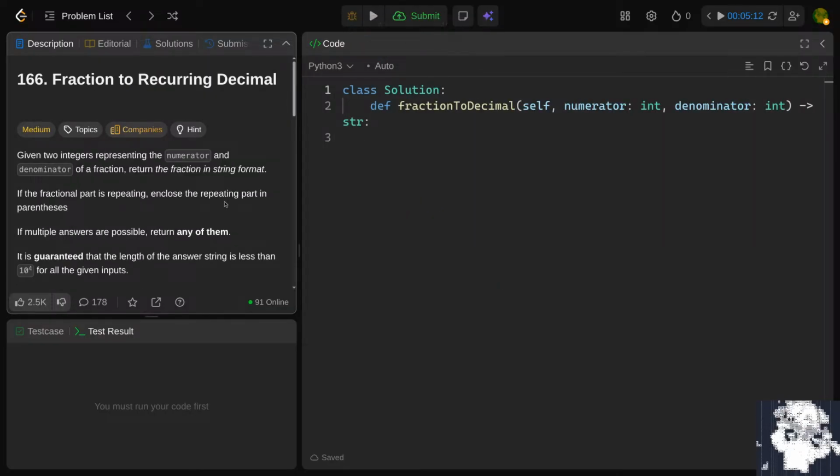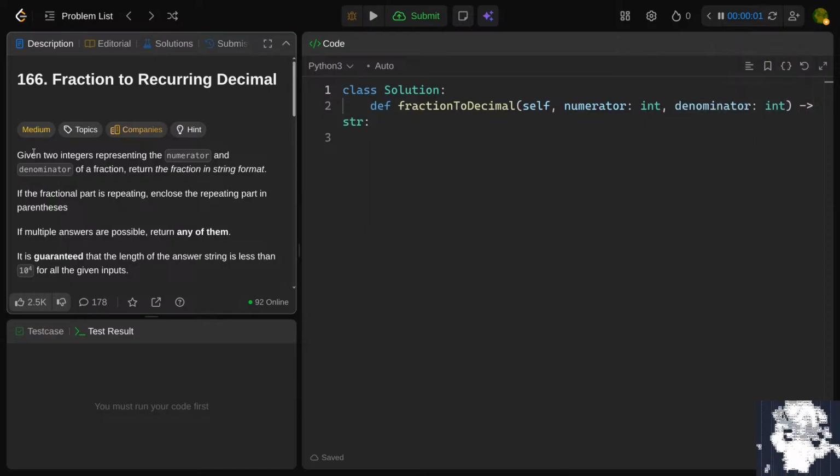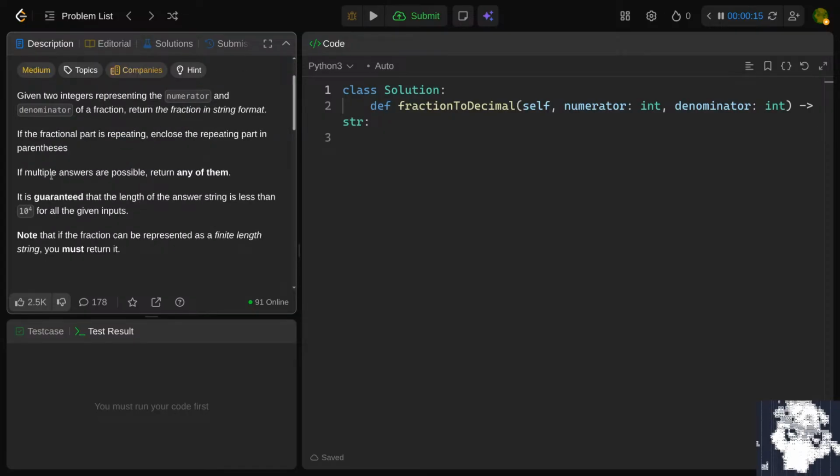Number 166, fraction to recurring decimal. Medium. Given two integers representing the numerator and denominator of a fraction, return the fraction in string format. If the fractional part is repeating, enclose the repeating part in parentheses. If multiple answers are possible, return any of them. It is guaranteed that the length of the answer string is less than 1,000 for all given inputs. Note that if the fraction can be represented as a finite length string, you must return it.